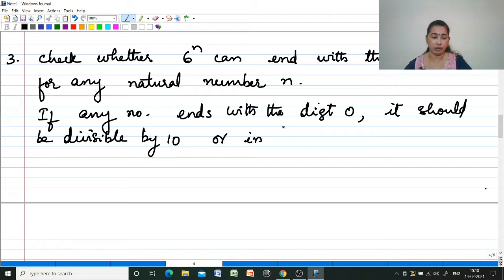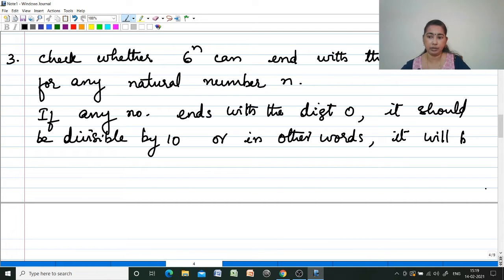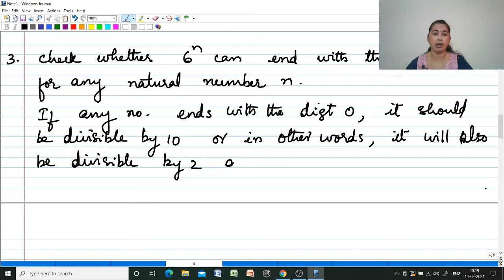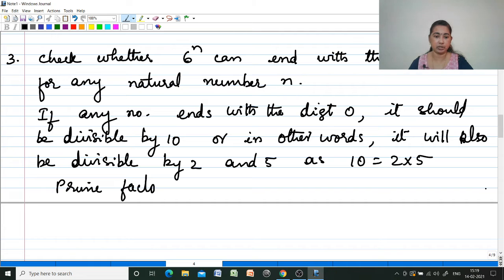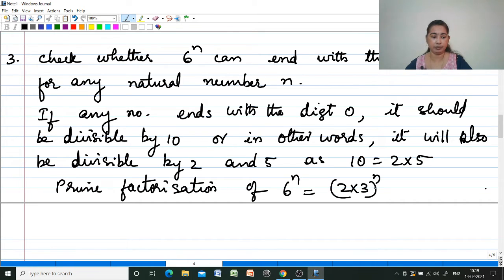Or in other words, it will also be divisible by 2 and 5, as 10 can be written as 2 into 5. And we know the prime factorization of 6 raised to n. What is the prime factorization? Prime factorization of 6 raised to n is equal to 2 into 3 raised to n.